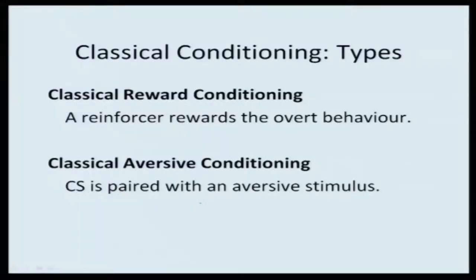In terms of types, how many types of classical conditioning can you think of? Again, it has to do with the valency, positive valency and negative valency. Classical conditioning can be divided into two types: classical reward conditioning and classical aversive conditioning. Reward means you will be reinforcing the behavior. So, if you ask the dog to do a desired behavior, and the dog has done it, and you give a food pellet, you have reinforced the dog. This is classical reward conditioning.